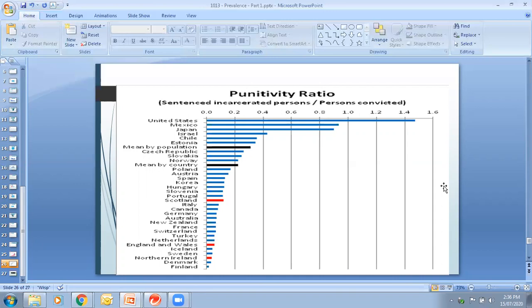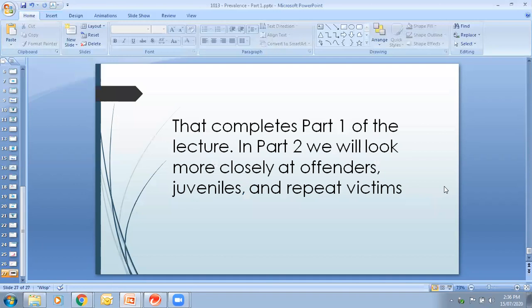So that is the first half. That completes part 1. We've only got the 2 parts, and in part 2 we're going to look more closely at offenders, juveniles and repeat victims.